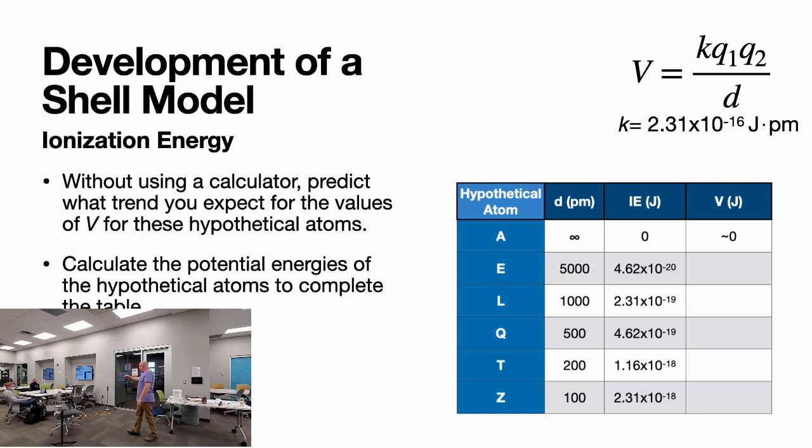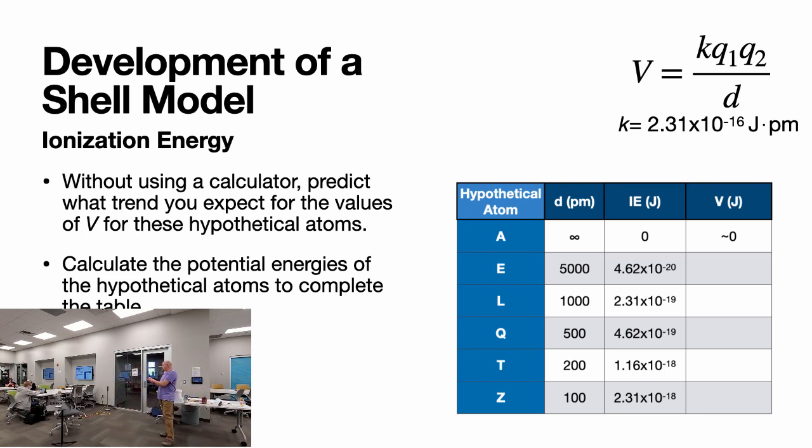the next thing I'm going to have you do is calculate the numerical values. So calculate the potential energies of those hypothetical atoms. Plug into that. This is one of the few times I'm going to have you plugging into that equation. K, I give you K, right? You have D in the table.